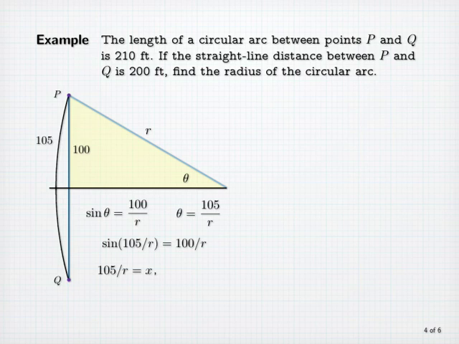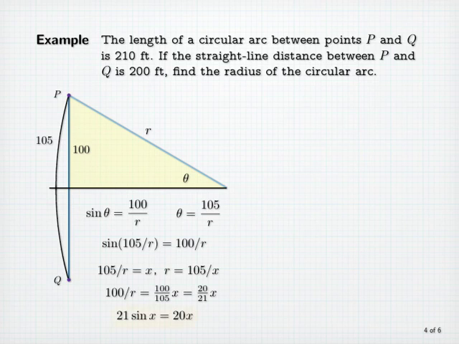And let's notice that that's equivalent to r equals 105 divided by x. The right-hand side, 100 divided by r, will equal 100 times x over 105, which is the same as 20 over 21 times x. So with these substitutions, the equation becomes sine x equals 20 over 21 times x. And of course, we can multiply through by 21 to obtain an even simpler equation. 21 times sine x equals 20x. So this is the equation we'd like to solve.